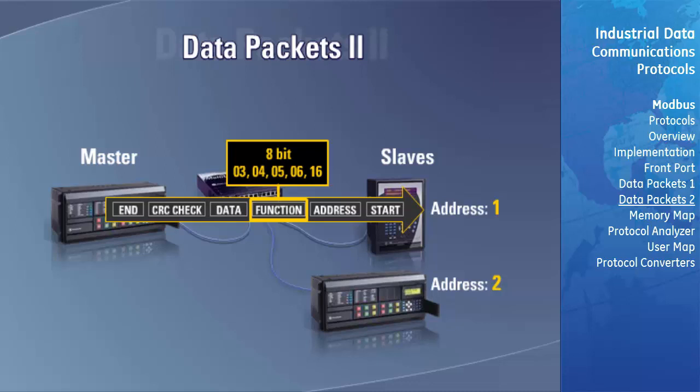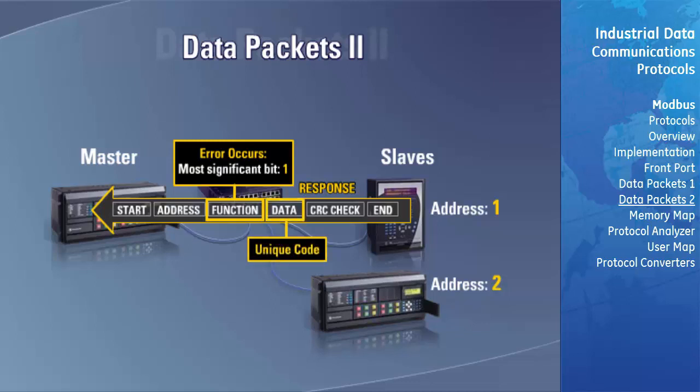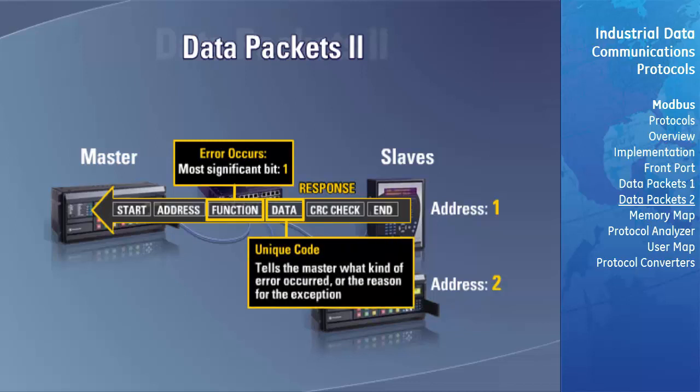If the slave device accepts the request without an error, it returns the same code in its response data packet. If an exception occurs, the bit pattern of the function code field will be the same as the original function code bit pattern with the exception of the most significant bit. This bit would be set to a logic 1 state. For an exception response, in addition to the modification of the function code, the slave would place a unique code into the data field of the response message. This additional information would tell the master what kind of error occurred or the reason for the exception.